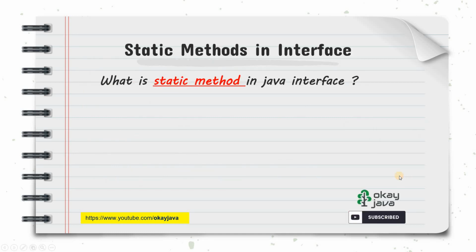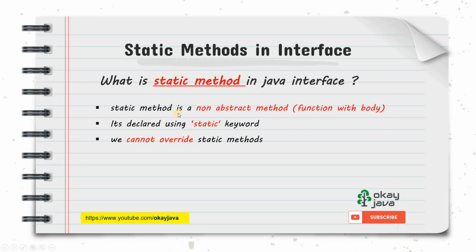Here the very first question is, what is static method in Java interface? The answer is, static method is a non-abstract method. So I believe you guys know what is a non-abstract method. Non-abstract method means a function with its body. Alright, and a static method is declared using static keyword.